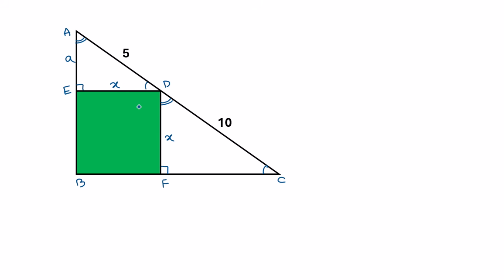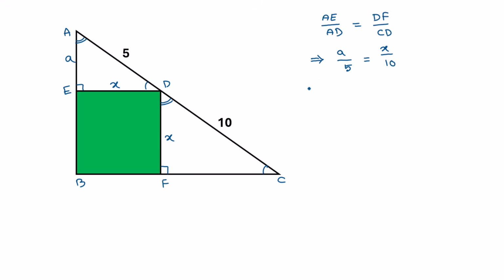So according to the law of angle similarity, we can write AE divided by AD is equal to, from this triangle, DF divided by this CD. Now substitute this value, we can write AE, this is a, divided by AD, this is 5 unit, is equal to DF is x, over this CD, this is 10 unit.